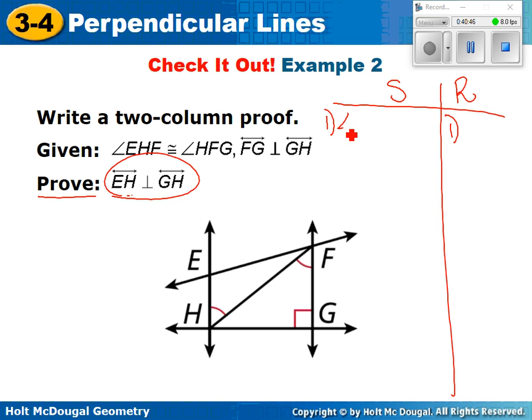So I'm going to start with my first given. Angle EHF is congruent to angle HFG. Again, I would remind you, if I were you, I would draw my picture on my paper when I'm doing my homework, and I would mark my picture. They have already marked it for you. These two little arc marks are those angles that they just named. So stop right now and look at those angles. What kinds of angles are those two angles?